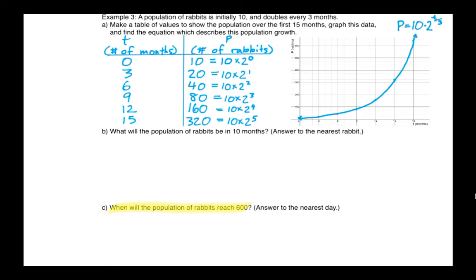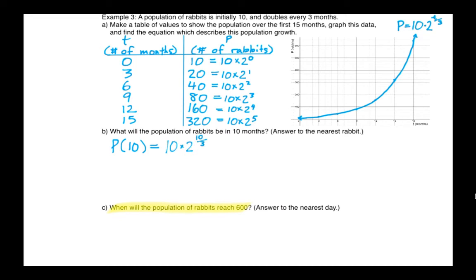So now I can use this to figure out what the population is going to be in 10 months, which isn't in our table. We know it's going to be somewhere between 80 and 160. It's probably going to be a little bit closer to 80 than 160 because it's only a third of the way, but we can't just do a linear extrapolation. This is a curve, so we're going to have to use this equation to work that out.